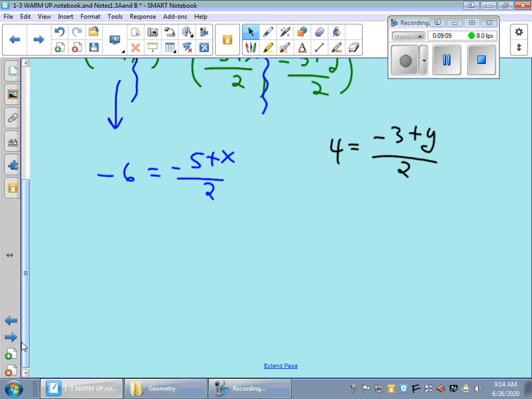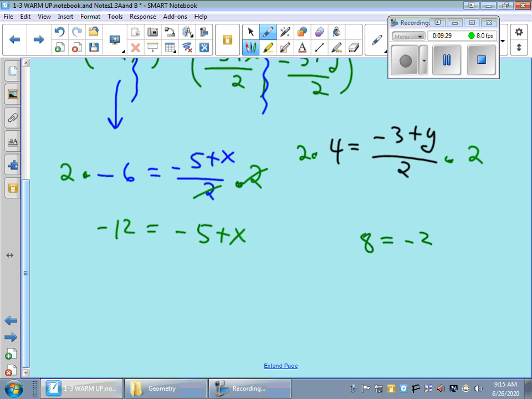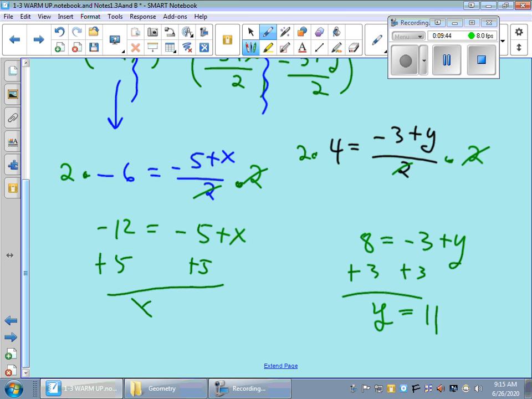So what we're going to do first here is multiply both sides by 2. Those cancel. Negative 5 plus x over here equals negative 12. Multiply by 2 here. I guess I should have solved that. We have 8 equals negative 3 plus y because these cancel out. Yes, we should be solving both of these. Plus 3, y equals 11 right here. Over here, you add the 5 to both sides. We have x equals negative 7. Again, write this as an ordered pair: negative 7, 11.